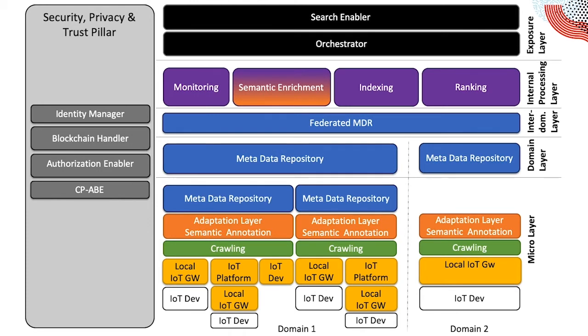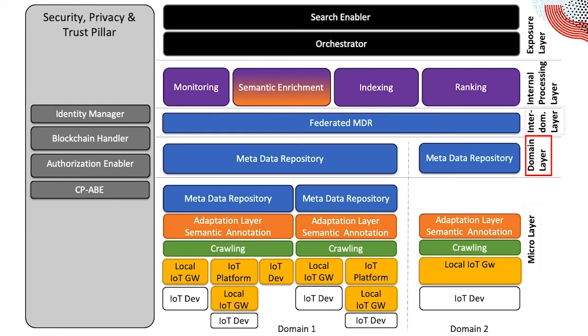Following a bottom-up approach, we can count with the following layers: micro layer, domain layer, interdomain layer, internal processing layer, and exposure layer. Finally, since IoTCrawler has covered the topic of security and privacy from a transversal point of view, we have in this architecture the security, privacy, and trust pillar. In the micro layer, we define the mechanisms to integrate the IoT information into the IoTCrawler architecture. It comprises the crawling and semantic annotation processes.